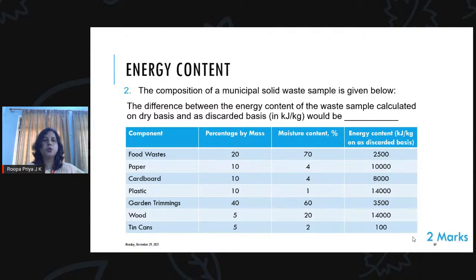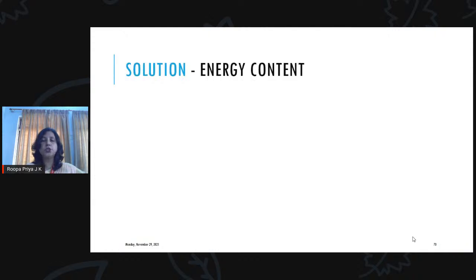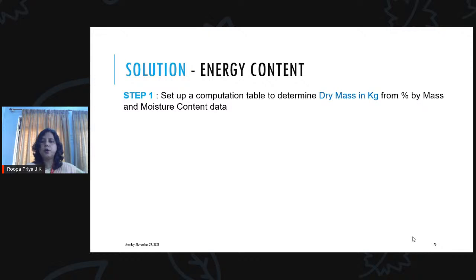And here, according to the question, there is another question asked in this. Here, the question is, what is the difference between the energy content of the waste sample calculated on dry basis and as discarded basis in kilojoule per kg? And the question is as such. The solution to this would be, first of all, we have to calculate the energy content based on the given values. So we have the table with all the values.